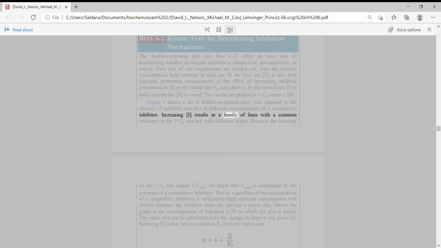Increasing I results in a family of lines with a common intercept on the 1/V0 axis, but with different slopes. Because the intercept on the 1/V0 axis equals 1/Vmax, we know that Vmax is unchanged by the presence of a competitive inhibitor. That is, regardless of the concentration of a competitive inhibitor, a sufficiently high substrate concentration will always displace the inhibitor from the enzyme's active site. Above the graph is the rearrangement of equation 6-28 on which the plot is based. The value of α can be calculated from the change in slope at any given I. Knowing I and α, we can calculate Ki from the expression.